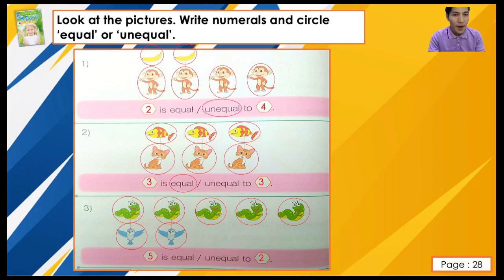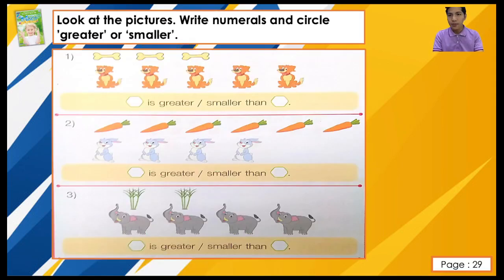Now let's compare 5 and 2. Is 5 equal or unequal to 2? Grade 1? Yes, 5 is unequal to 2. Good job, grade 1. You are very smart. Did you get it? Are you following, teacher? Now, let's move to the next page of your book.